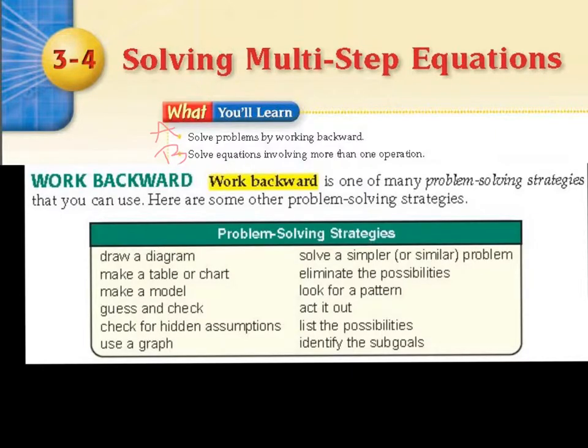Working backward is one of many problem-solving strategies that we could use. Some of the other strategies are to draw a diagram, make a table or chart, make a model, guess and check. I like guess and check. Check for hidden assumptions. Use a graph. Solve a simpler or similar problem. Eliminate the possibilities. Look for a pattern. Act it out, as fun. List the possibilities and identify the sub-goals.